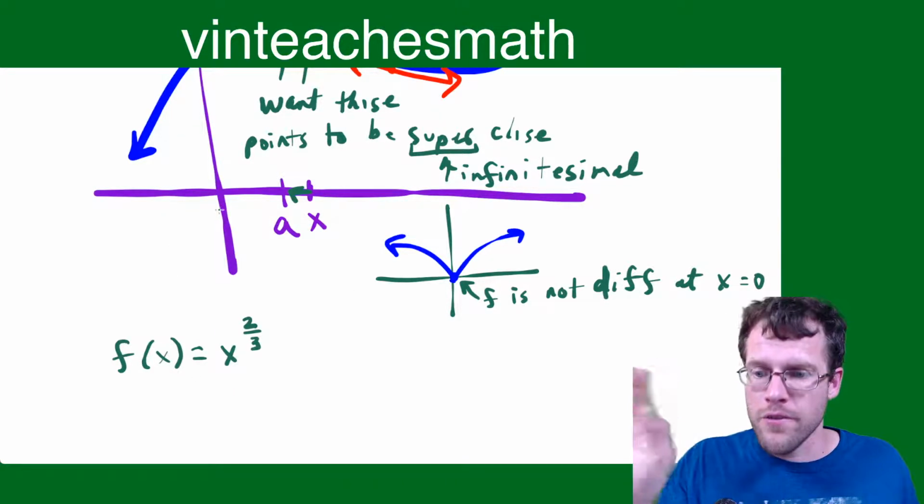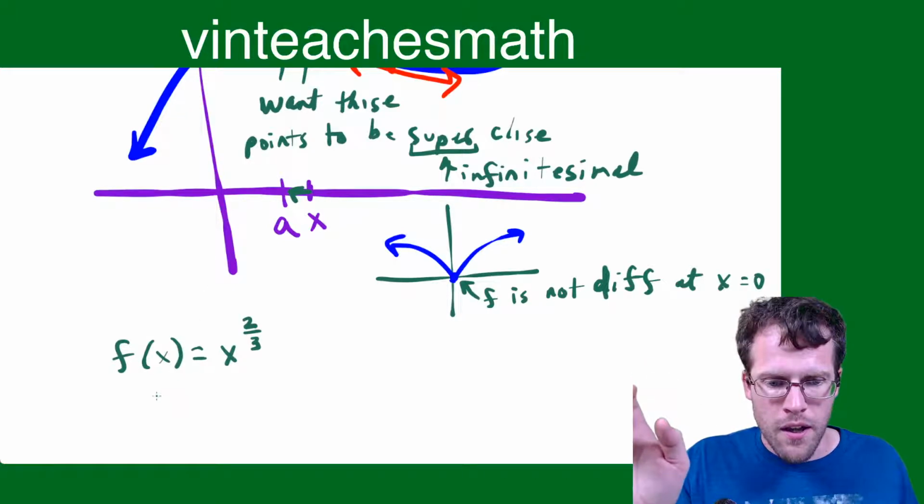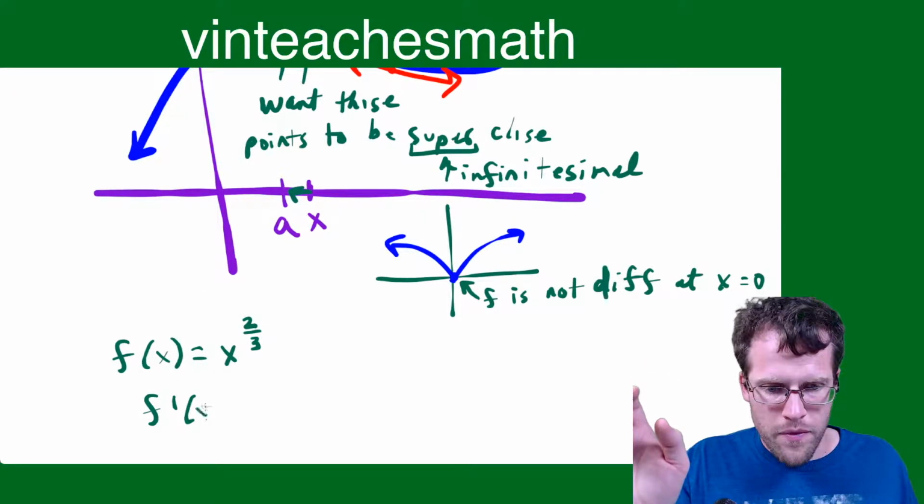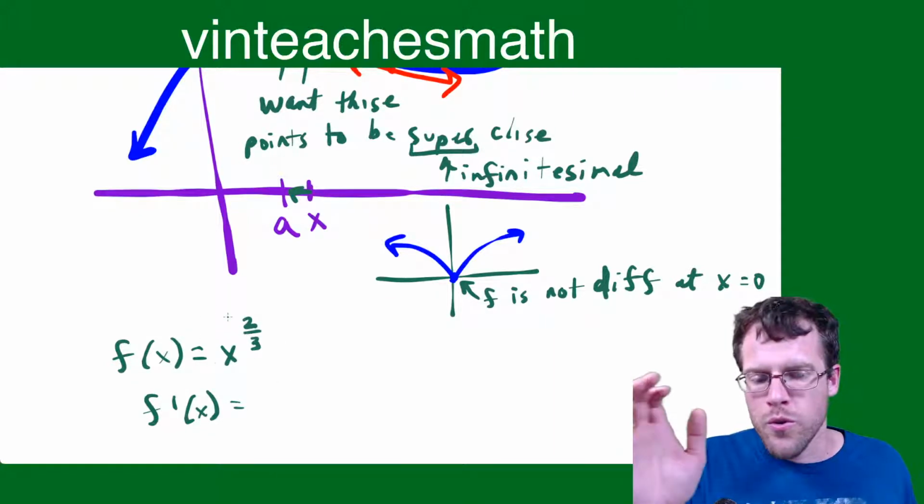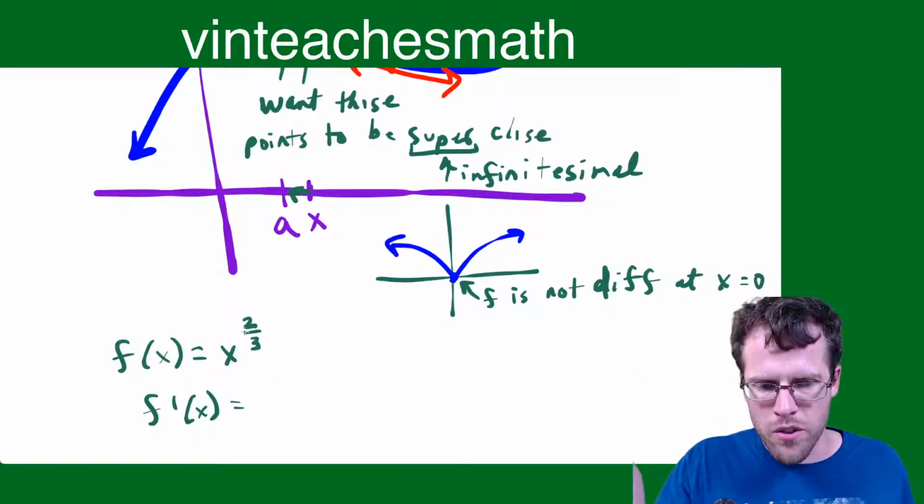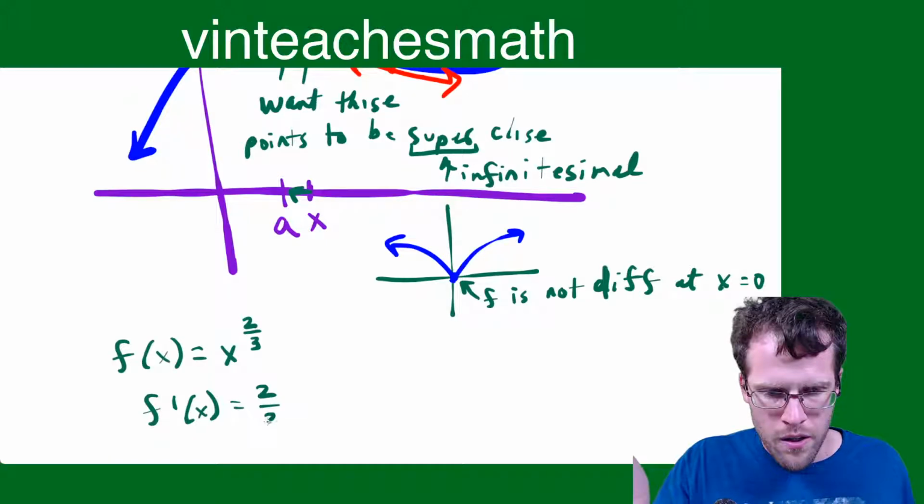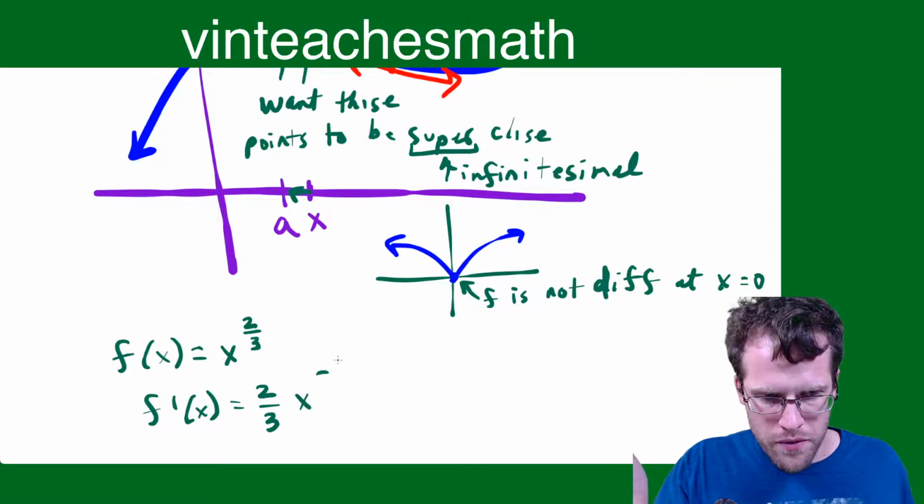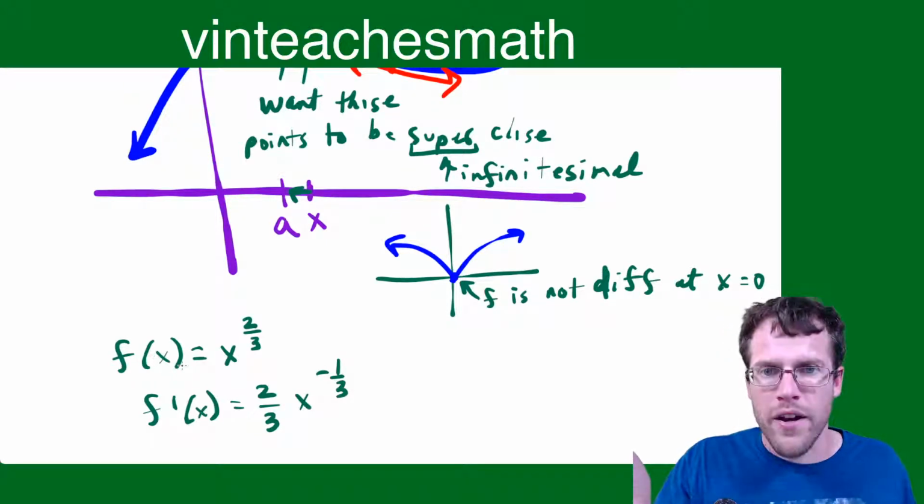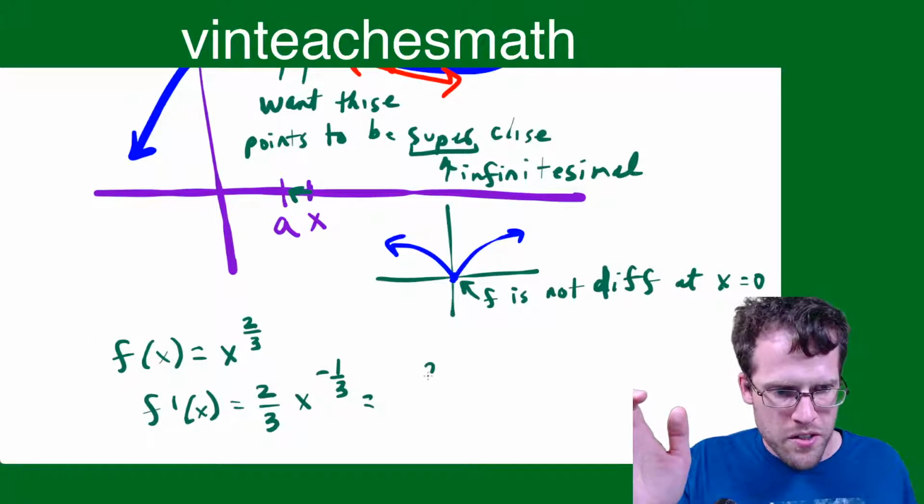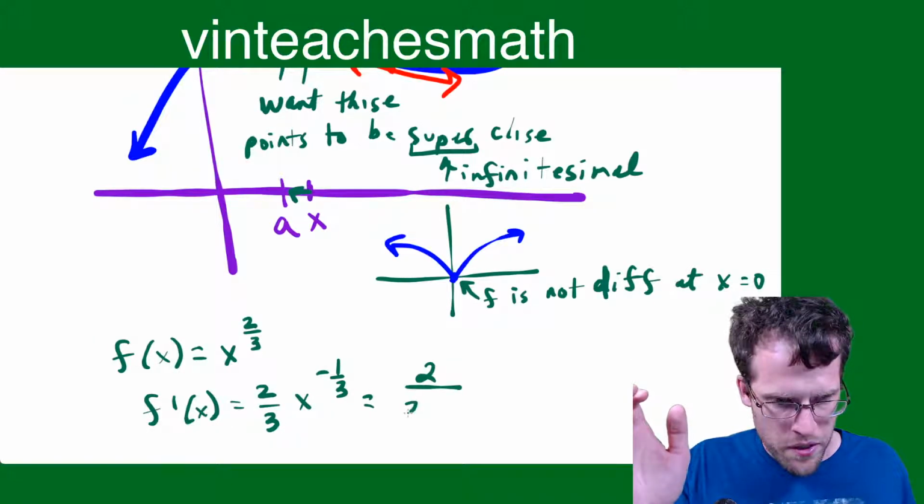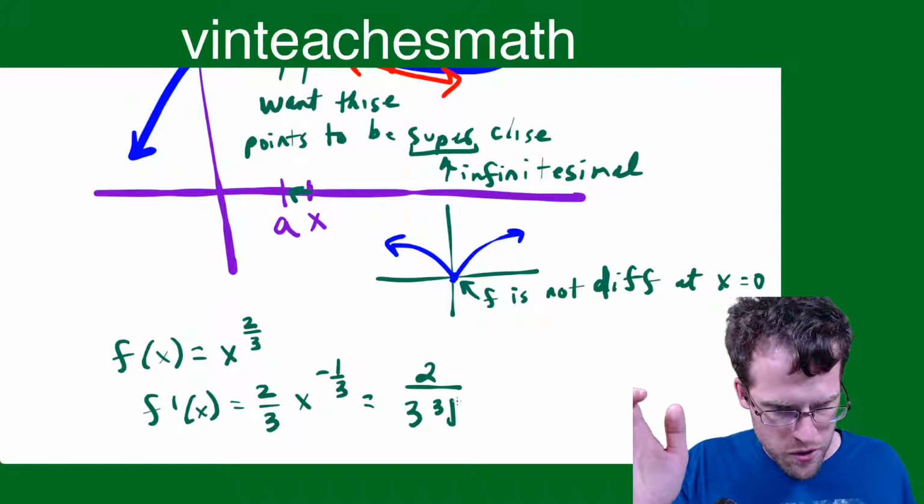But the difference between derivative and differentiability: the derivative is an actual function, and we use techniques to find derivatives. So we're going to use the power rule here. So this is the derivative of f of x, and I could rearrange this as 2/3 times the cube root of x.